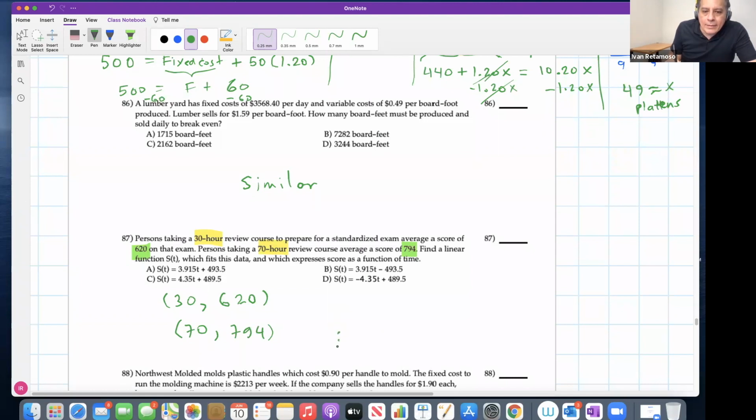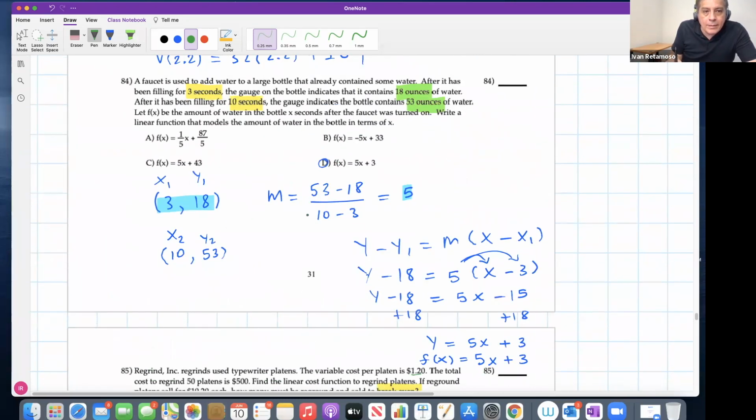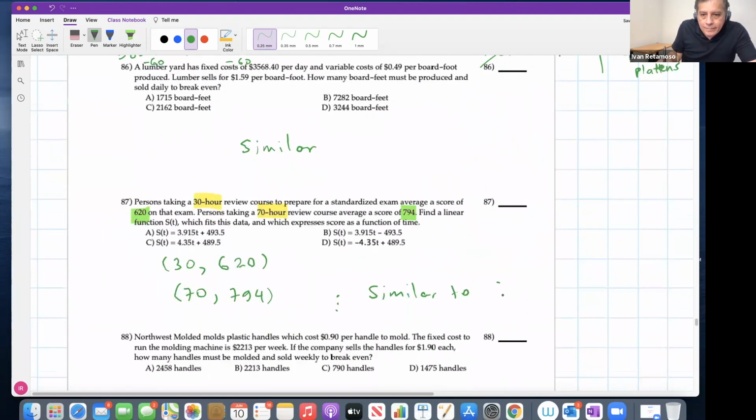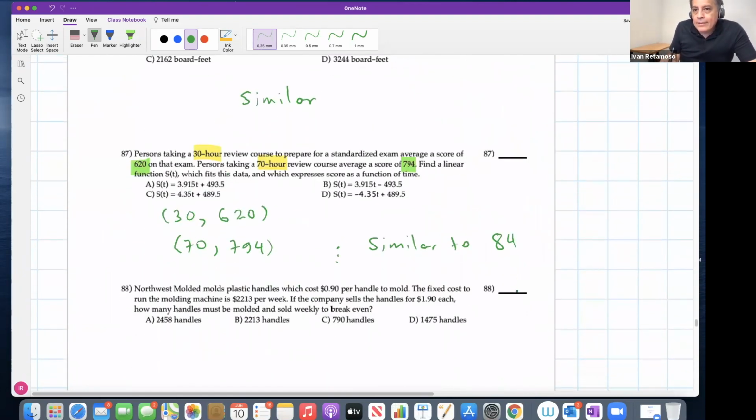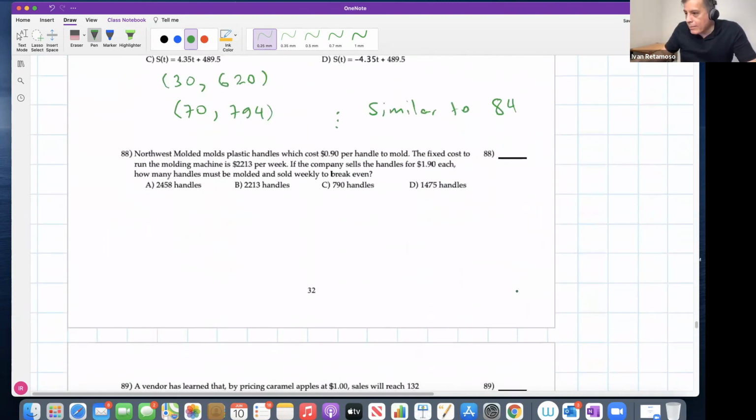Yeah, continue there, similar to the one that we just did up here. This one is pairing up, similar to 84. Yeah, you can do that, guys. So let me move on to 88 to make sure that we're covering at least the main forms.